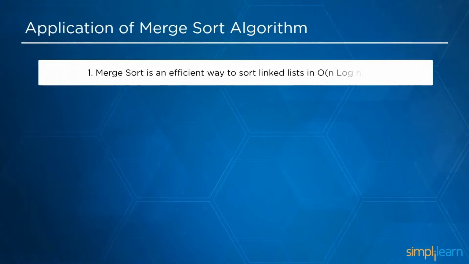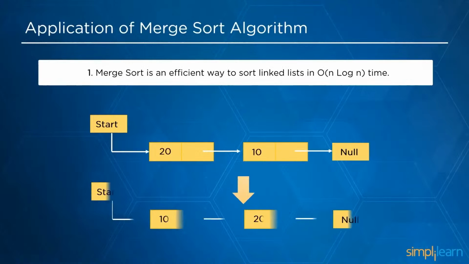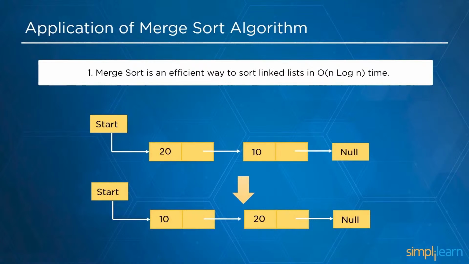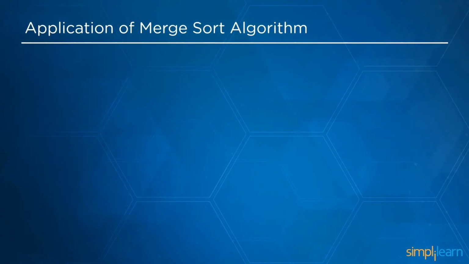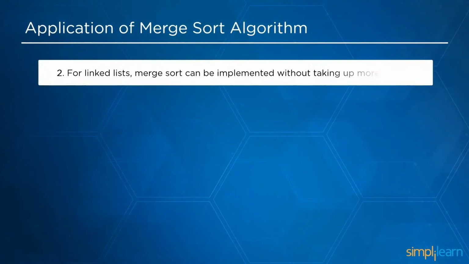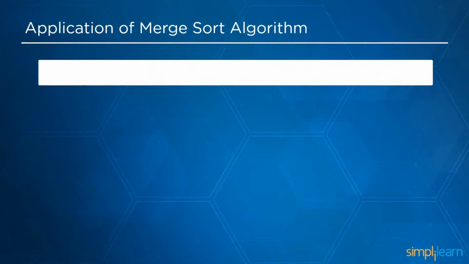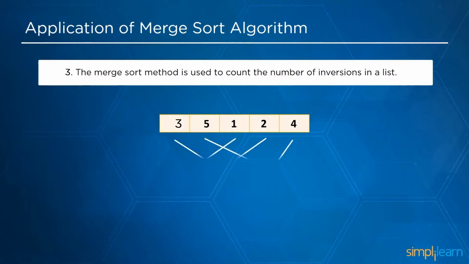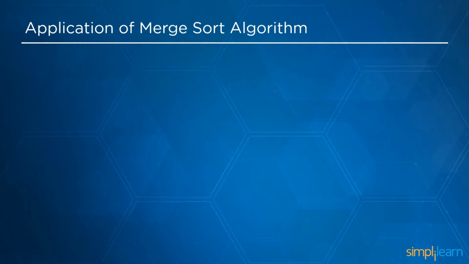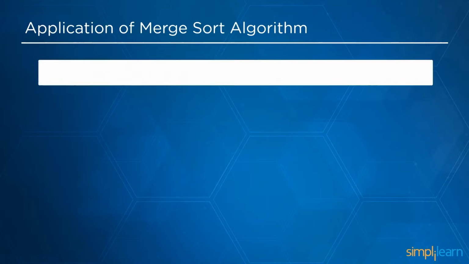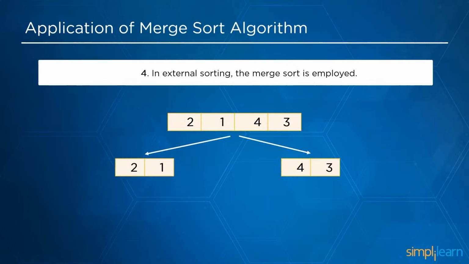So the first application is that merge sort is an efficient way to sort a linked list in big O of n log n time. The subsequent application of the merge sort algorithm is for linked lists, where merge sort can be implemented without taking up more space. Followed by that, the merge sort method is used to count the number of inversions in a list. The last application states that in internal sorting, merge sort is employed.